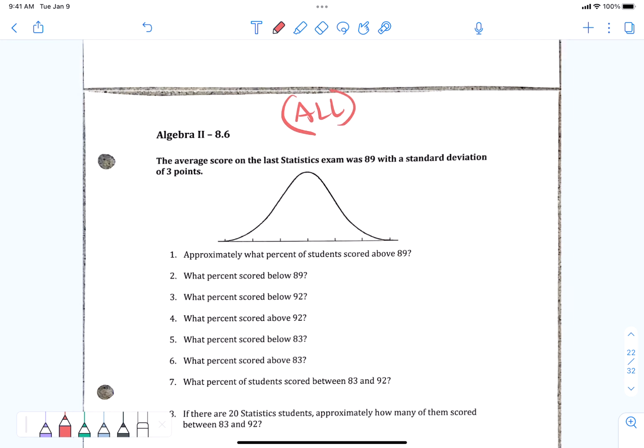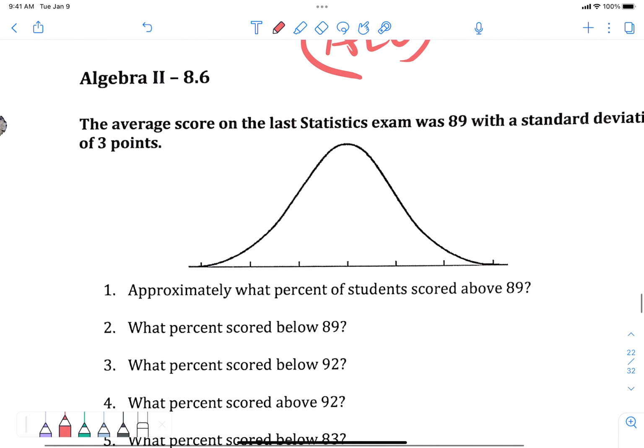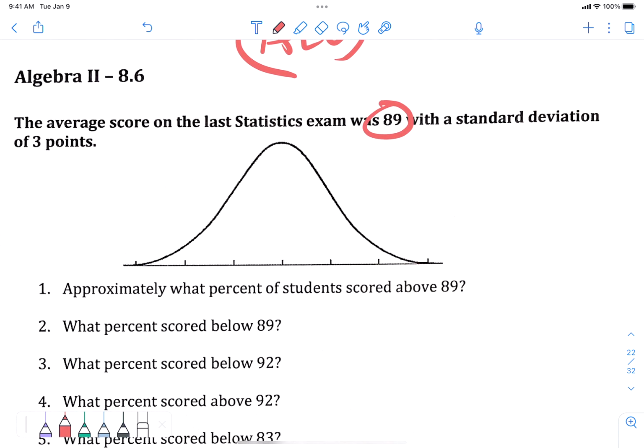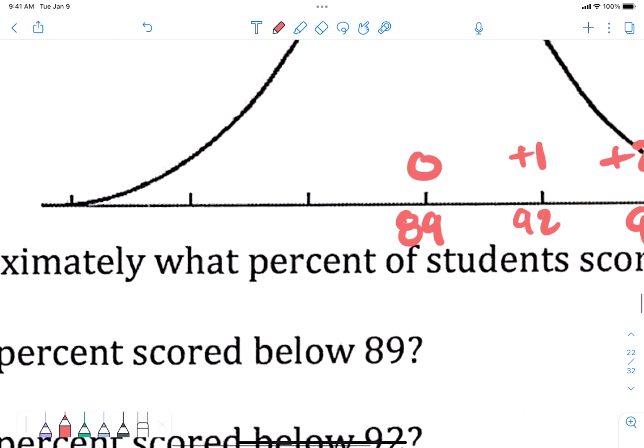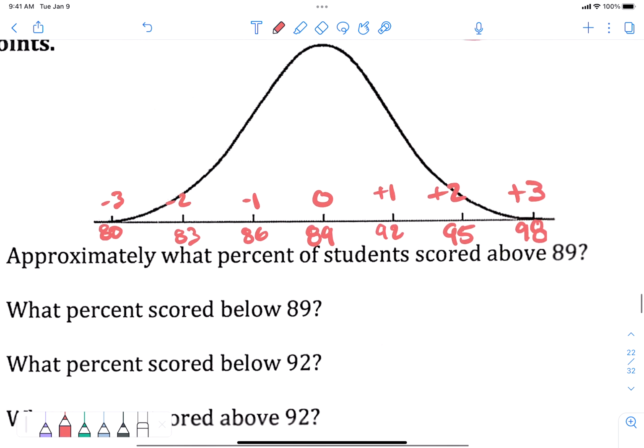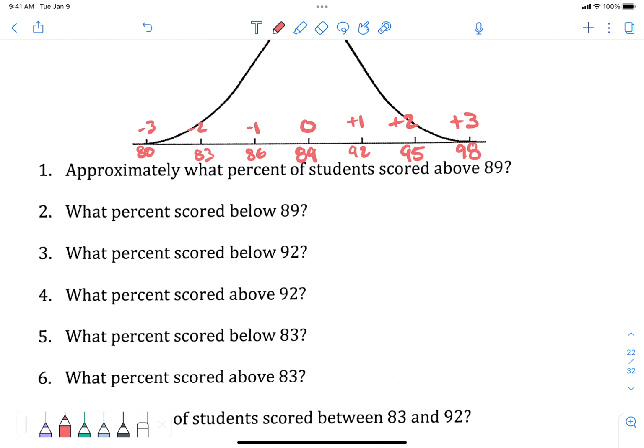So, let's label the bell curve. The average score on the last stats exam was an 89. What does that tell me? It's in the middle. 89 is the middle number. Okay? This is at my 0 station. Standard deviation is 3. So plus 1 would be 92. Plus 2 would be 95. Plus 3 would be 98. Minus 1, minus 2, minus 3: 86, 83, and 80.